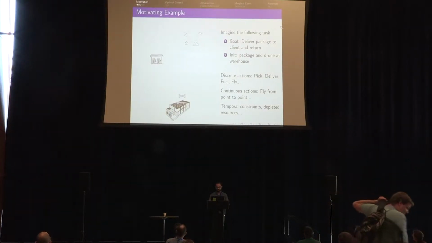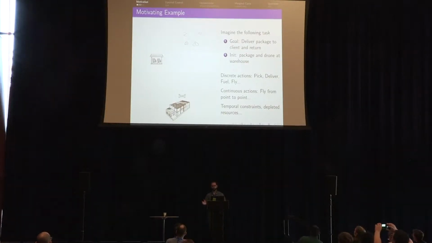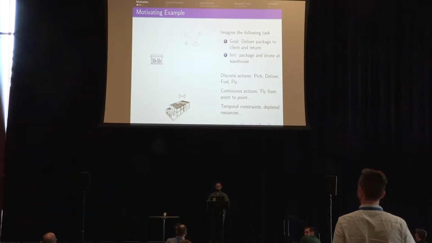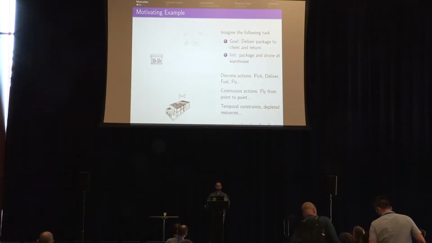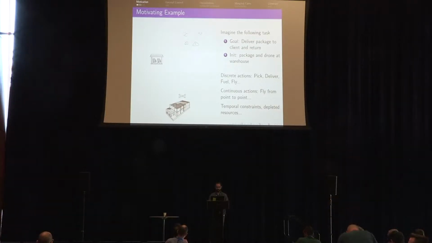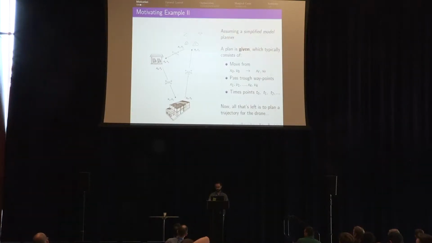So we have a task. We have a drone that needs to take a package, deliver it, and go back. The fuel might run out in the middle of the mission. We have a start and final state, and we have discrete actions like fly, deliver, fuel, pick, and such. And we have continuous actions. We need to fly from a continuous point to another continuous point, and we have velocities. And of course, we also have temporal constraints. We can have fuel that can be depleted. That's the setting of the problem.